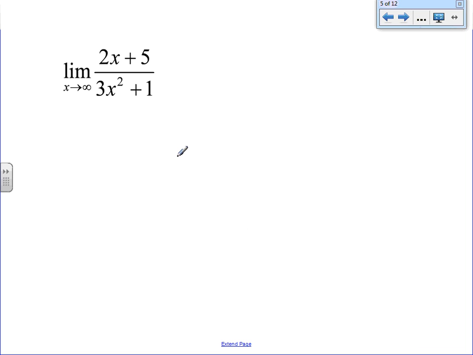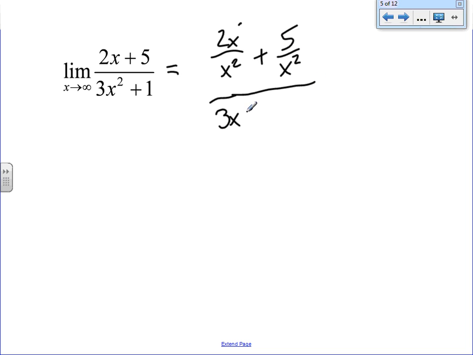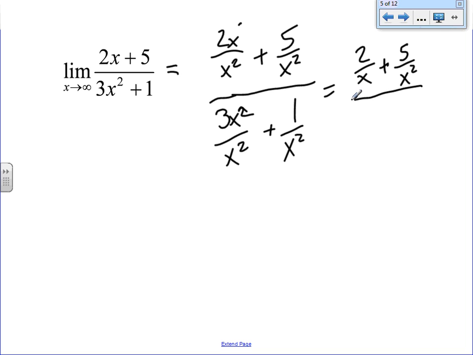I know what's going on on the inside, okay? In this case, I'm going to divide everything through by x squared. So I'm going to end up with 2x over x squared plus 5 over x squared, over 3x squared over x squared, this is x squared, plus 1 over x squared. Magic. So here I end up with 2 over x plus 5 over x squared, that's a plus, over 3 plus 1 over x squared.